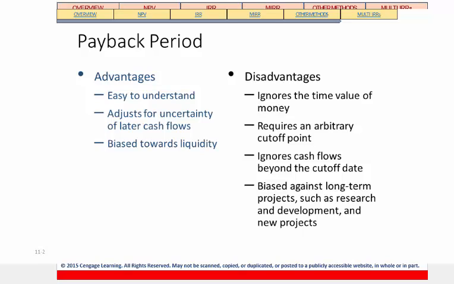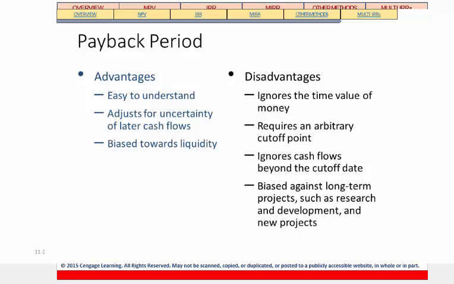So some of the disadvantages: it ignores the time value of money. It requires an arbitrary cutoff point. In other words, who should decide at what point you quit caring about a project? So essentially, from that point on it's going to ignore future cash flows, which could be very substantial. You could have two projects that both pay you back in 2 years, but one of them keeps paying you back forever thereafter. That would be something to really consider. So it's going to be very biased against long-term projects, especially any kind of R&D projects or something that might take a while to get going.